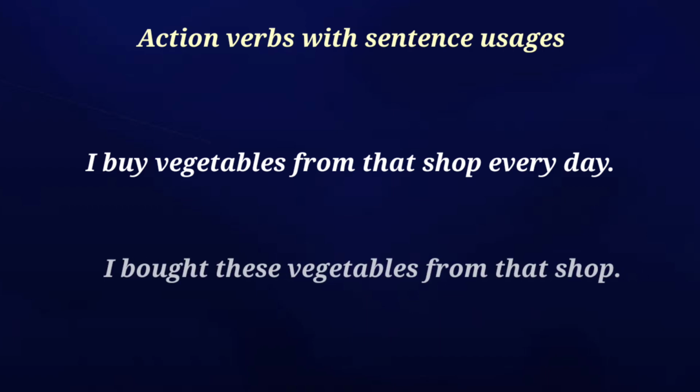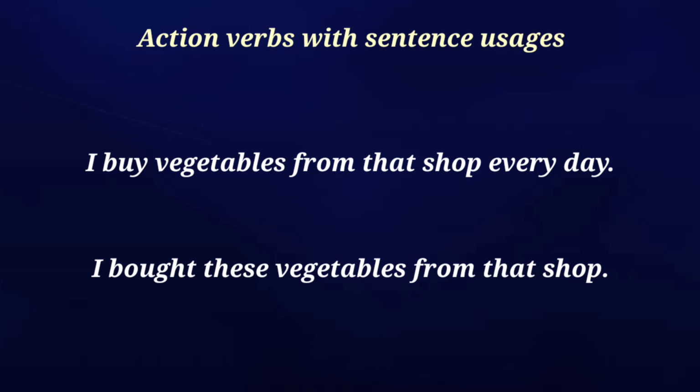And again, I bought these vegetables from that shop. Here you are pointing out to a different shop to your friend. It is not the regular shop you are buying from. I bought these vegetables from that shop because the other shops were closed. Because other shops were closed, this is not your regular shop where you buy vegetables from. So you can say I bought vegetables. This is a completed action. We use bought because we use a past form because this is something that you did. When you did something, when you completed an action, you can use the past form, that is bought.